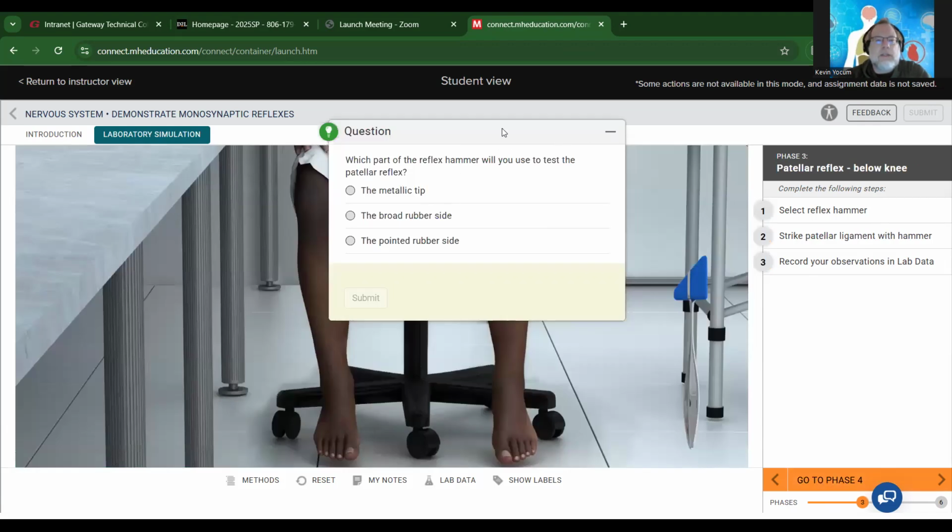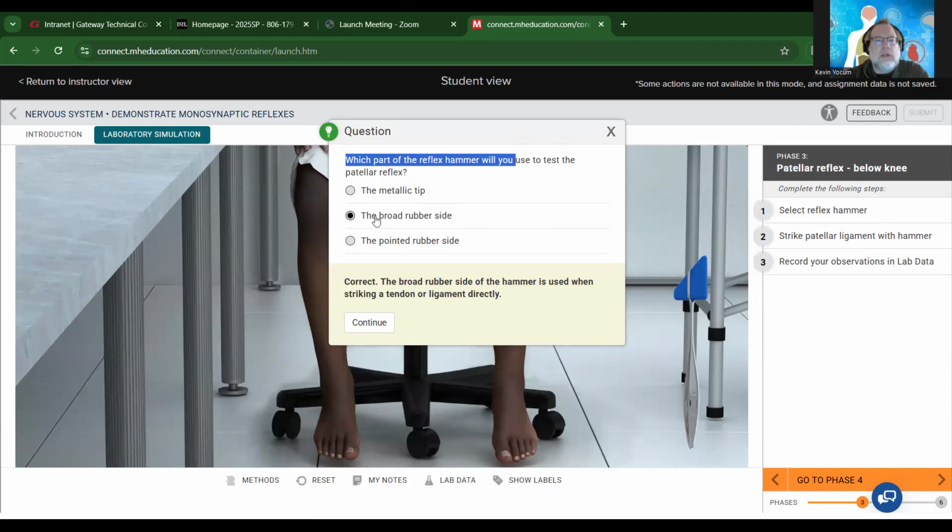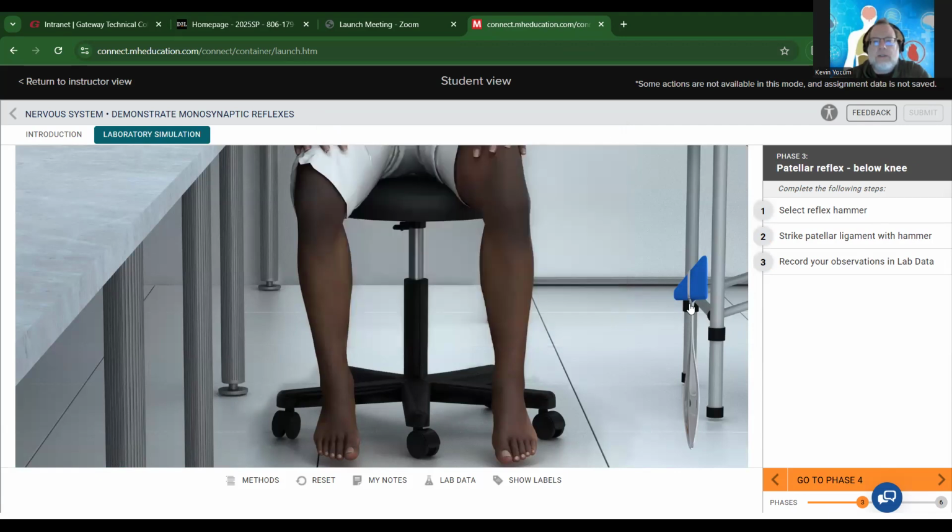All right, patellar. So this is the doctor's tap on your patellar tendon. Do we want the tip, the broad rubber, or the pointed rubber? Let's try broad rubber. There we go. Good. Okay, so the broad rubber side. So we just grab that. Come over. Whoop, there's the crosshairs.